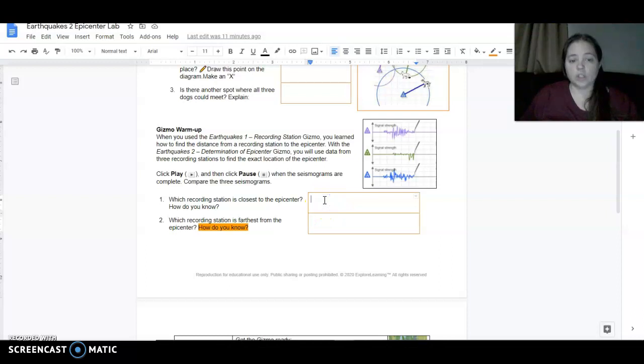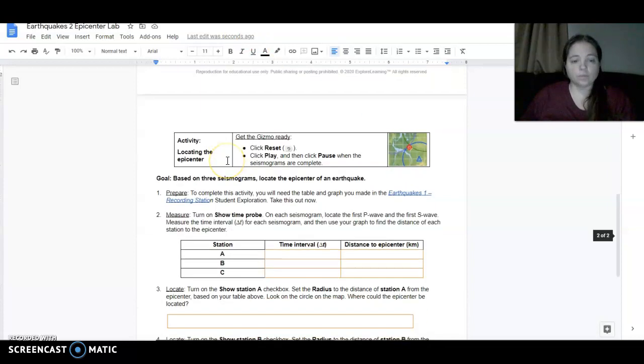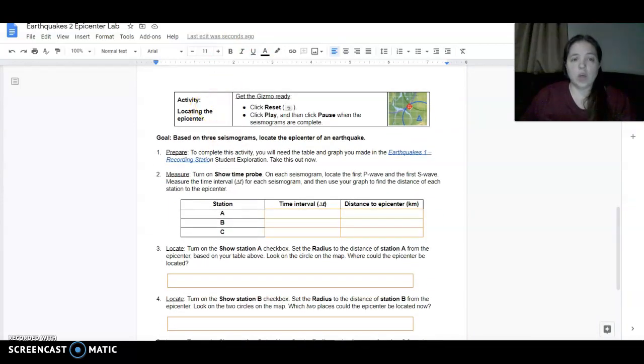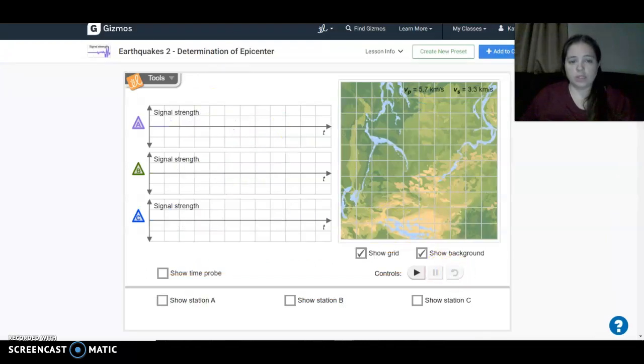How do you know which is closest to the epicenter? How do you know? My hint to you guys is: how fast does it occur? Which recording station is the farthest from the epicenter? How do you know? All right, you're going to click reset when you're done with that. So I'm going to reset it.